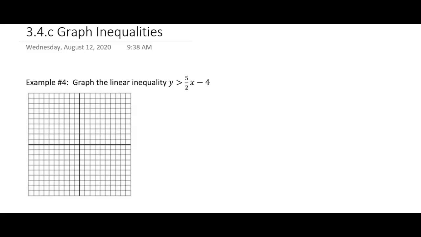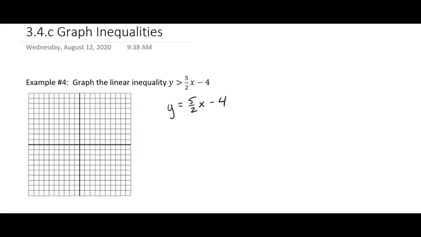Now we're going to graph inequalities. So if you, like I said, don't remember graphing, I'm going to go over that. The first thing you do with an inequality is you take it and make it an equation. y equals 5 over 2x minus 4. Then we're going to graph that equation.